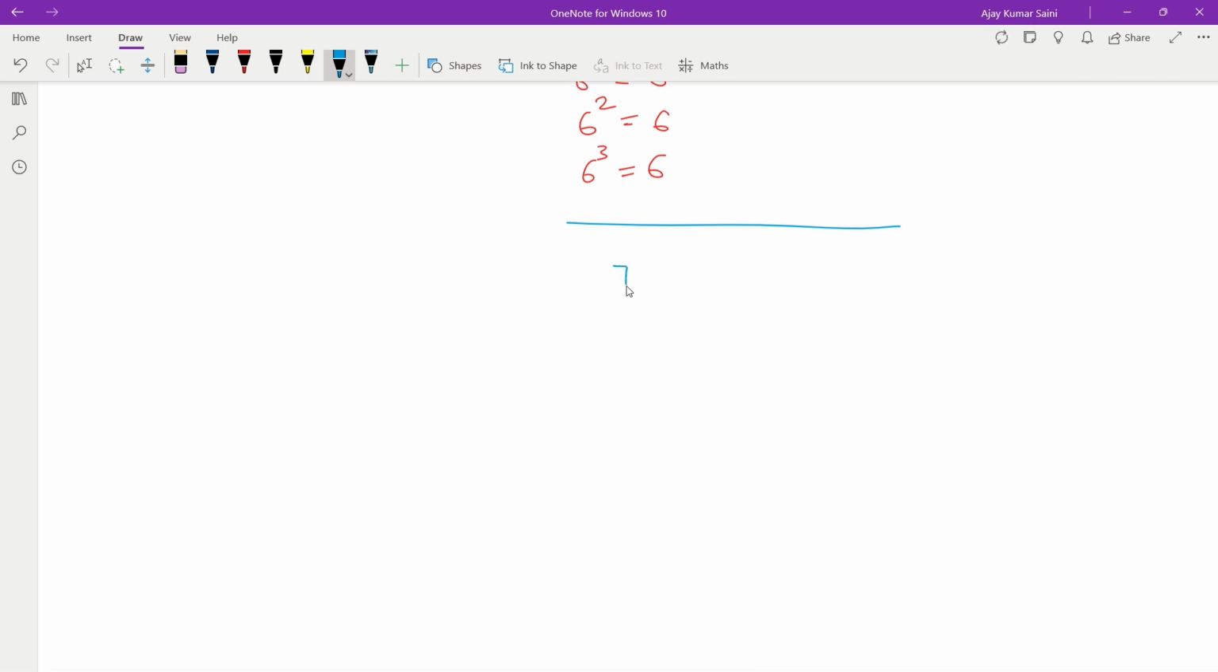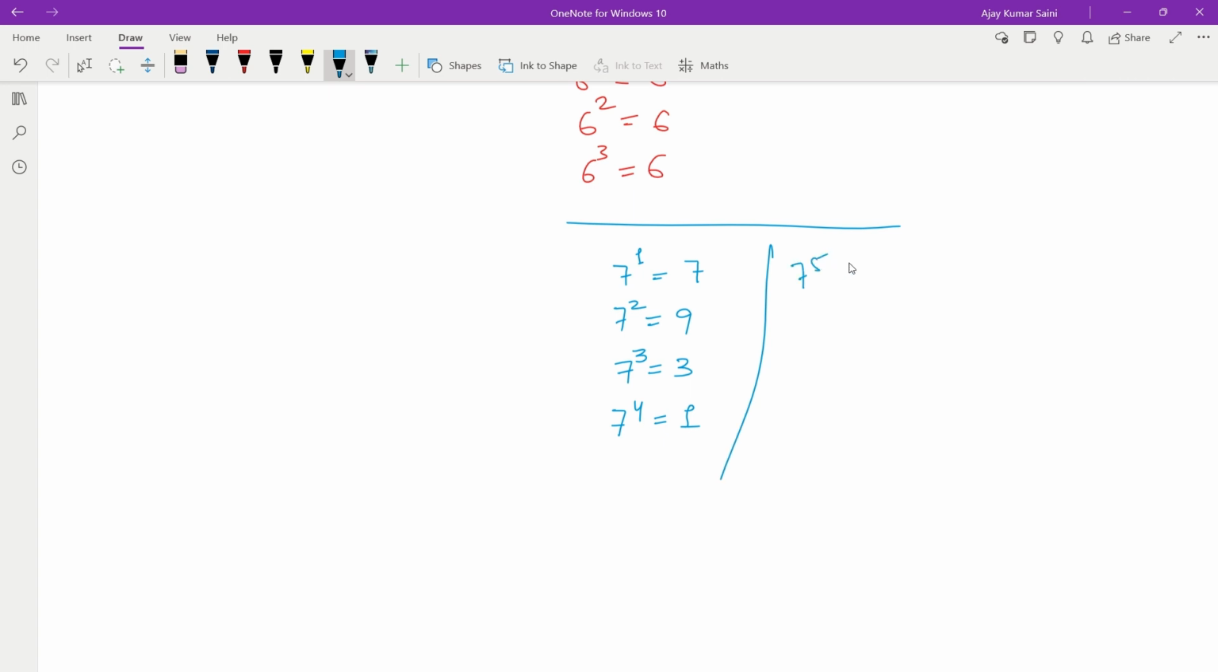Now for 7, if the power of 7 is 1, then the value is 7. If the power of 7 is 2, it is 49, so the last digit is 9. If the power of 7 is 3, then the last digit is 3. If the power of 7 is 4, then the last digit is 1. After that they repeat.